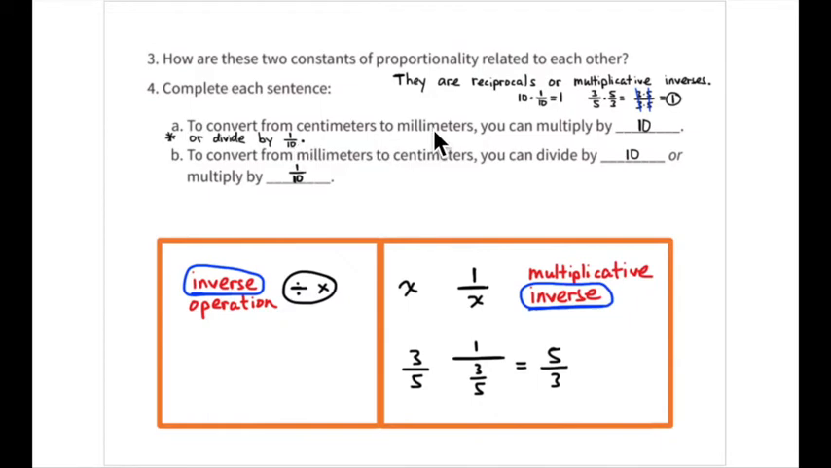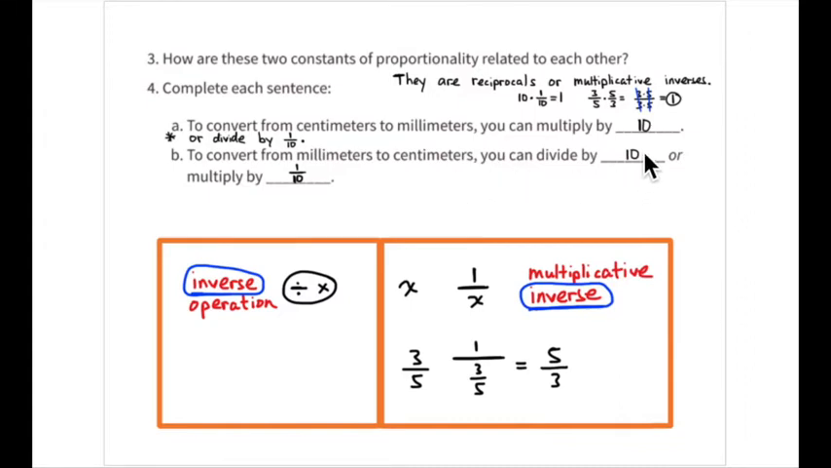Divide by 1/10 is the same as multiplying by 10, because down here, it's the same idea. To convert from millimeters to centimeters, okay, I have a bunch of small units. I have a whole lot of those. Now I need to get a smaller number, so I'm going to multiply by 1/10.